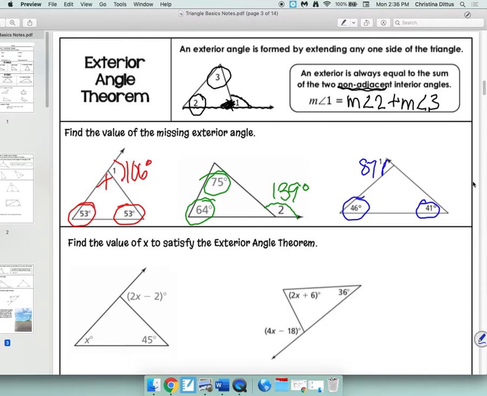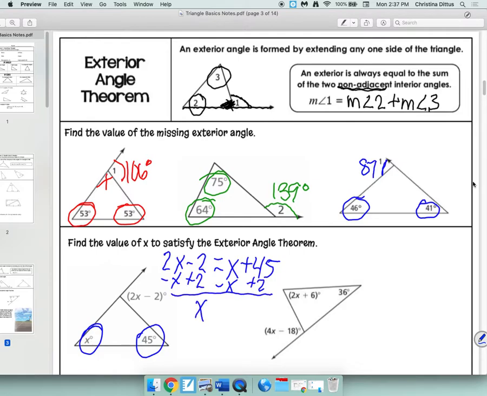Alright, of course we gotta throw some algebra in there, but it's the same sort of thinking. Take your outside angle. This is my outside one. And it equals, what am I doing with these two? Yeah, I'm gonna add them. X plus 45. Subtract x from each side, add 2. I get x to be 47. Okay.